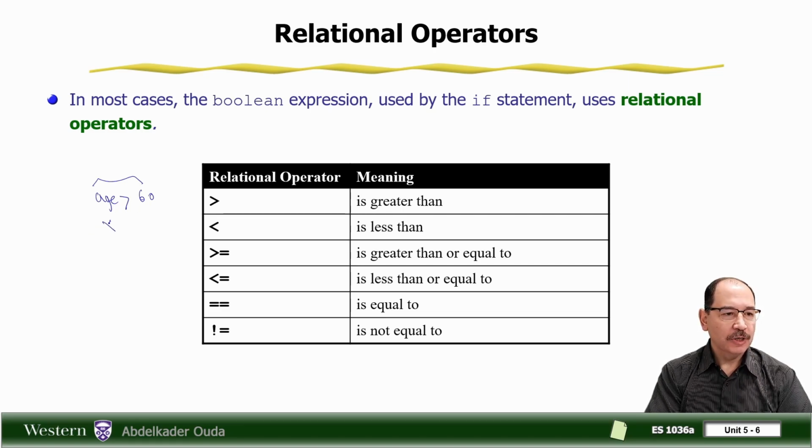I can also write something like this: x less than 25. This means that when the value of x is less than 25, the expression is true. Otherwise, the expression is false. Also, I can write something like this: price greater than or equal to 100. That means when the value of the price is 100 or more, the expression is true. Otherwise, the expression is false.